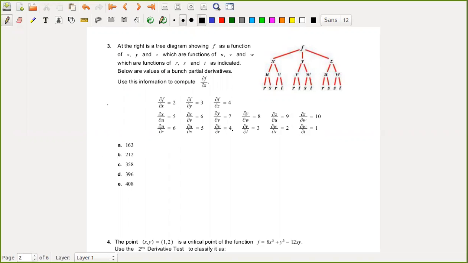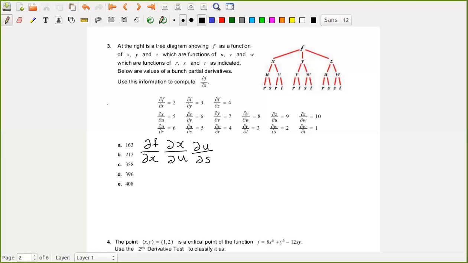And this is a good problem to have on the test because you actually have to know what the chain rule is to do this. So the partial derivative of f with respect to s, just take all the paths down. I could go from f to x to u to s, that's one path, and try to organize your work so that you don't get lost. So the partial derivative of f with respect to x times the partial derivative of... see, this is what I mean. Organize your work so you don't get lost.